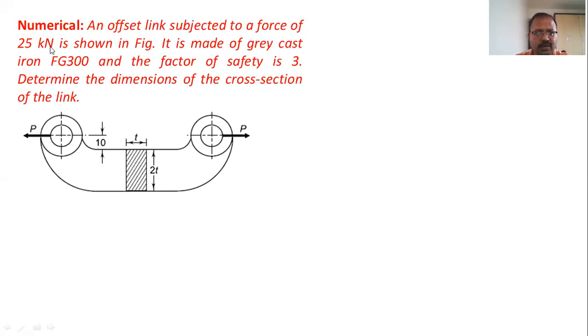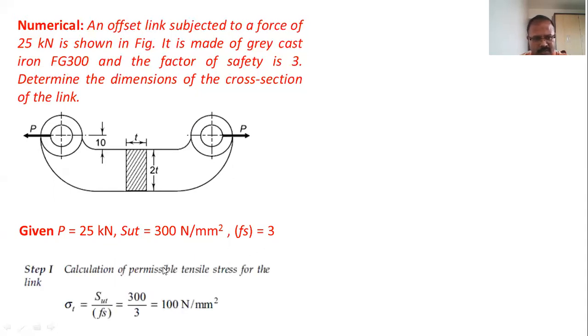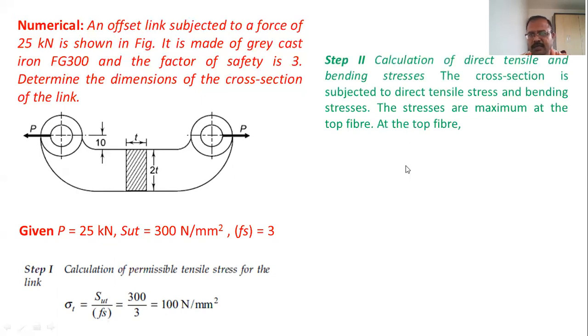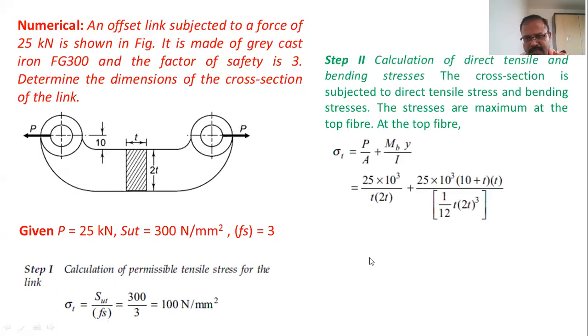The force applied is 25 kilonewton, factor of safety is 3. We have to determine the dimensions. So first we will write what is given: P, SUT and FOS, that is factor of safety. We'll calculate permissible tensile stress, SUT upon factor of safety, that means it is 100 Newton per mm square. Then we will go for calculating the direct and bending stresses.